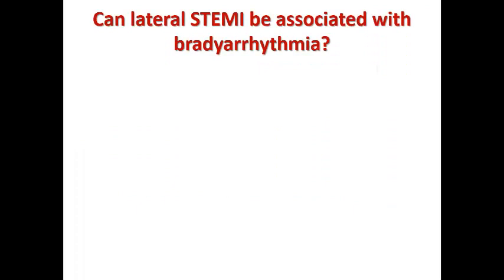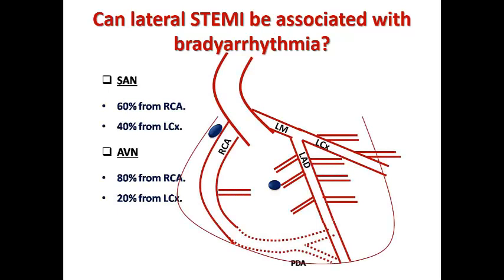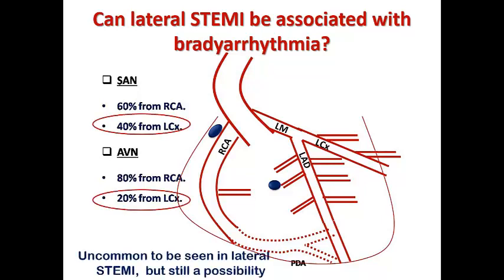Another question: can lateral STEMI be associated with bradyarrhythmia? Of course, we mentioned before that the blood supply of the SA node and AV node may come from the LCX territory, but of course it is not as common as in inferior STEMI. So in lateral STEMI it is a possibility to see sinus node dysfunction or AV block, but it is not very common as in inferior STEMI, although it is still a possibility.